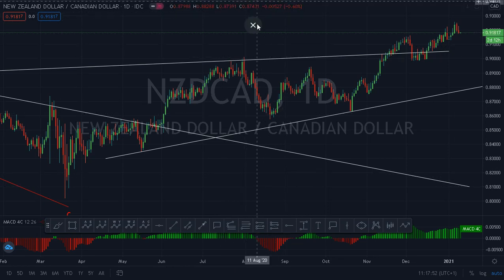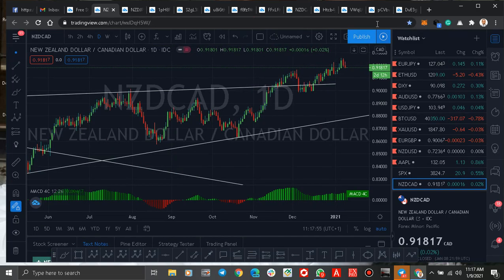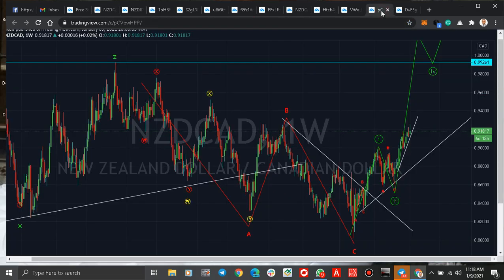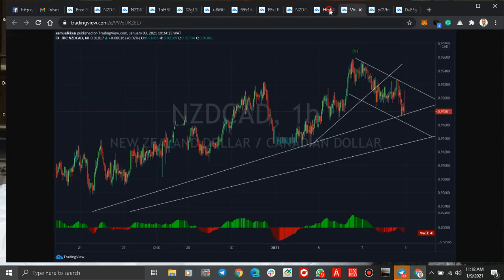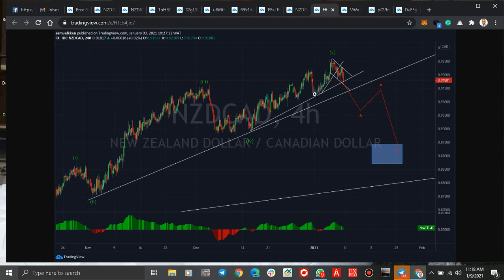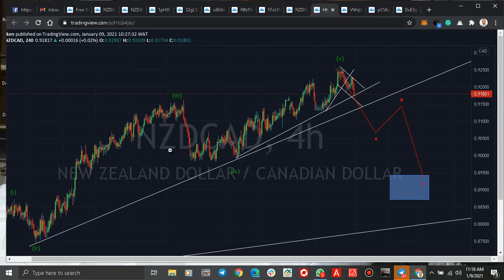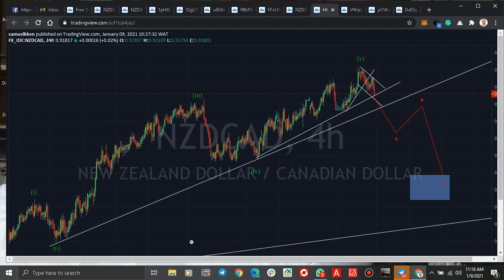Okay, now let me go down to the 4 hours chart. Where is it? Daily chart. 4 hours chart. On the 4 hours chart, this is where I can see something like an impulse. This is wave 1, wave 2, wave 3, wave 4, wave 5. So I can only see an example of an Elliott wave theory pattern on the 4 hours.